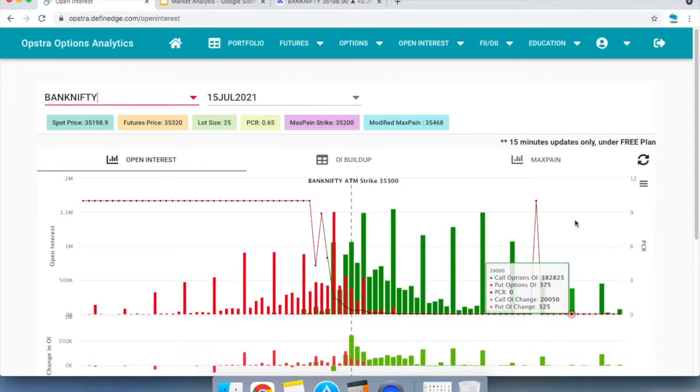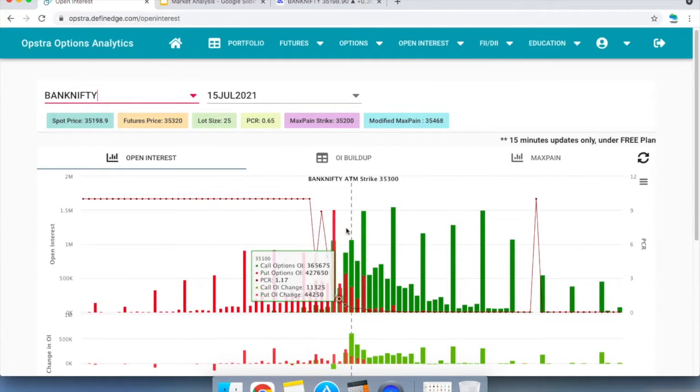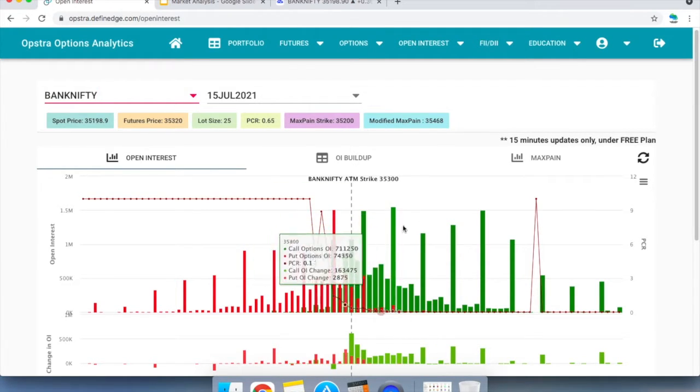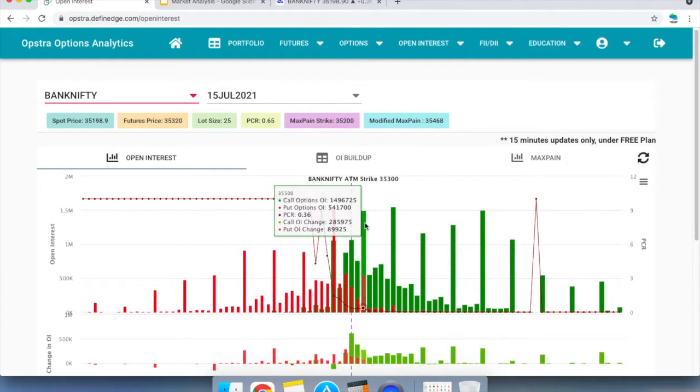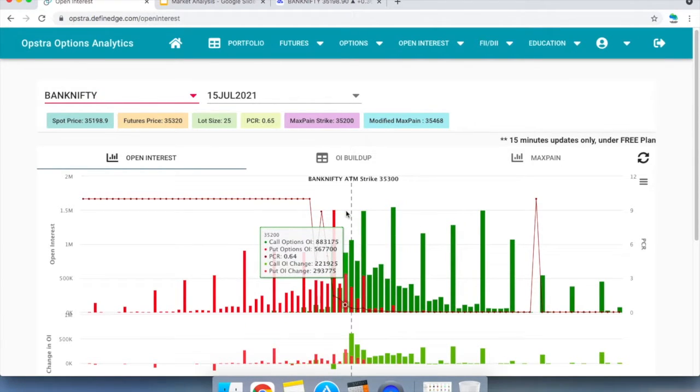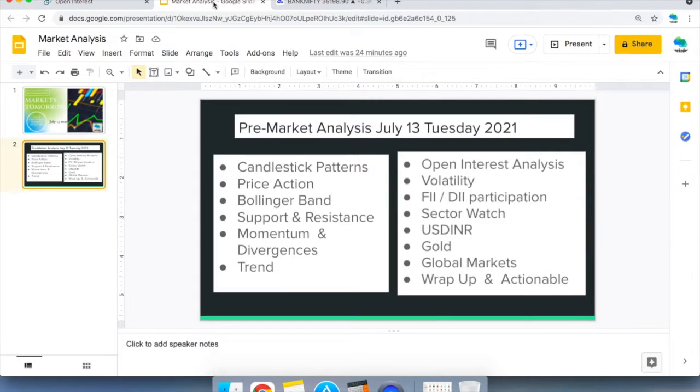35,000 may not break. So this expiry may be between 35,000 and 36,000, or 35,000 and 35,500 probably, because only hardly 2 days are left. So that is what open interest data on options is saying. Futures we already saw. It's long unwinding for Nifty and short covering for Bank Nifty. So that's open interest data.